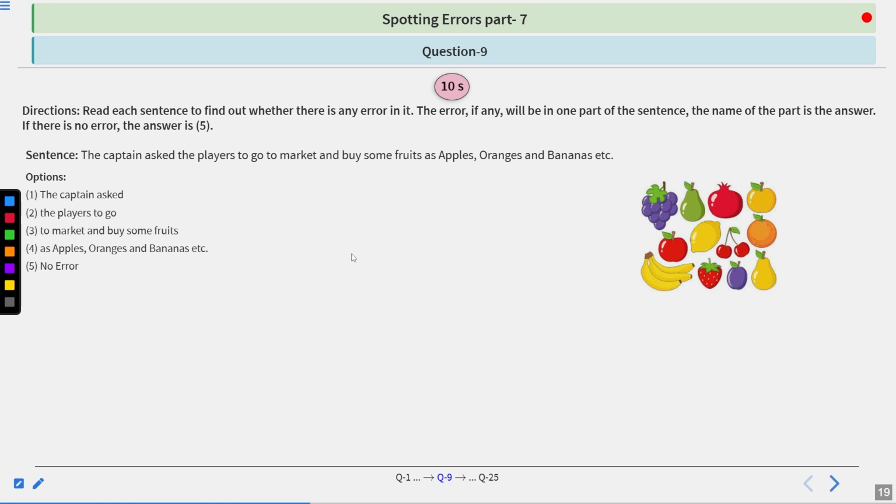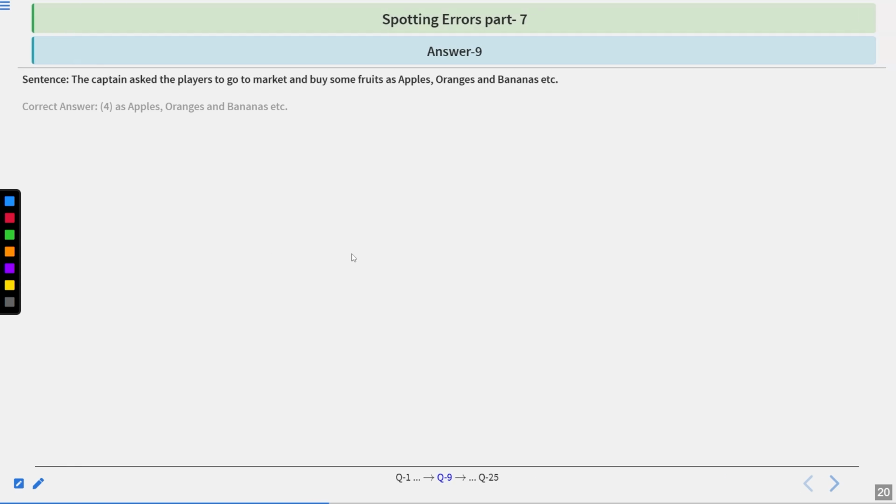The captain asked the players to go to the market and buy some fruits as apples, oranges, and bananas, etc. You have 10 seconds to spot the error. I hope you have answered. Let's move to the correct answer.